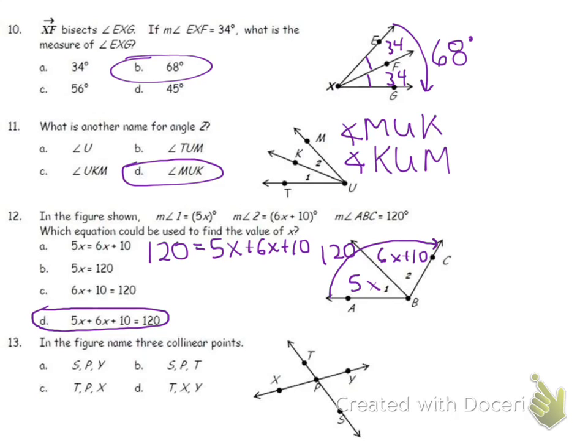13, which is the name of 3 collinear points? These are points on the same line. Without looking at the answers, I can see that TPS are all on the same line, and XPY are all on the same line. So those are the sets of possible answers that work. B has SPT, that's the one we want, so those are our 3 collinear points. Those are points on the same line.